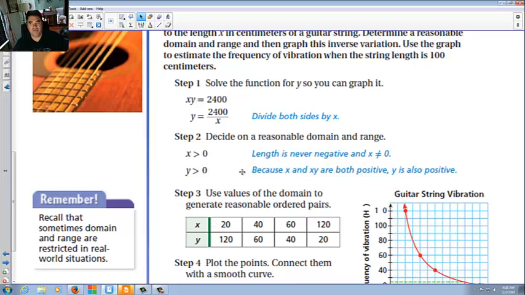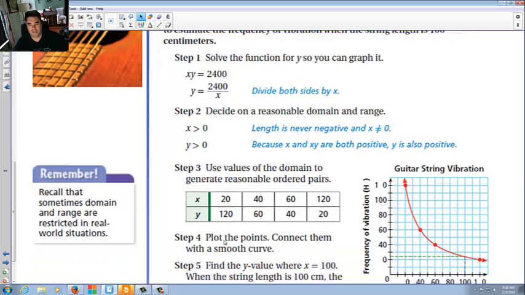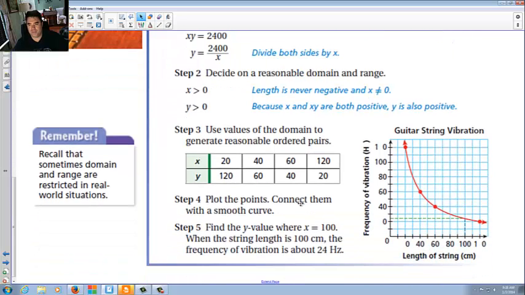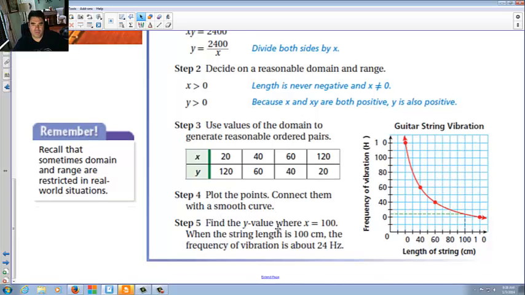So basically, talking about 100 centimeters, they're plugging in a couple different possibilities, things that might work. So when x is 20, 40, 60, 120, they plug them in, plot the points, and connect them in smooth curves. So here you have guitar string vibrations, and notice how you have your length of string. Let's find the y value when x is 100. When you go over to x is 100, you plug it in. The frequency of vibration is about 24 hertz.